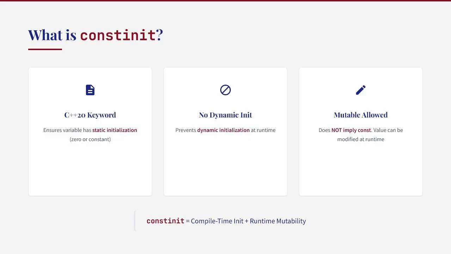The key distinction here is that constinit guarantees compile time initialization, but it does not imply constness. This means the variable can be modified at runtime. This is fundamentally different from constexpr, which we'll compare in detail later. Constinit essentially tells the compiler, initialize this at compile time, but don't make it constant.